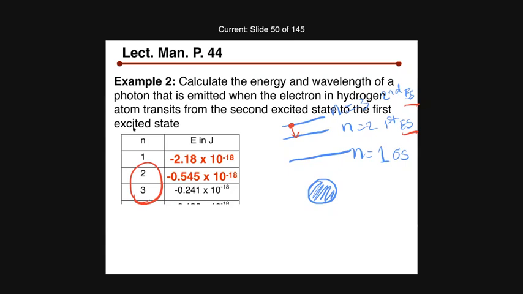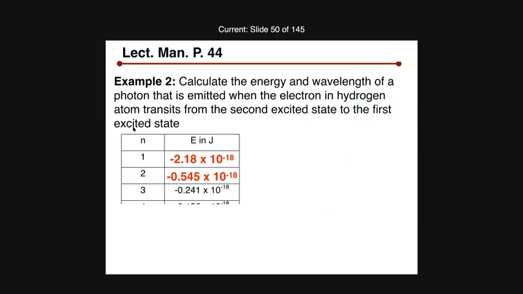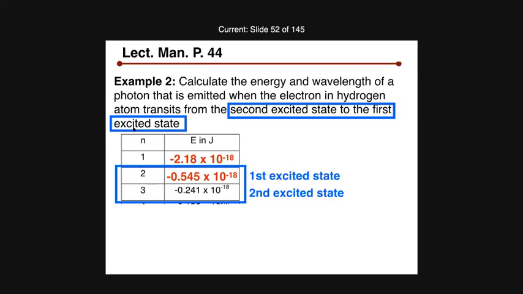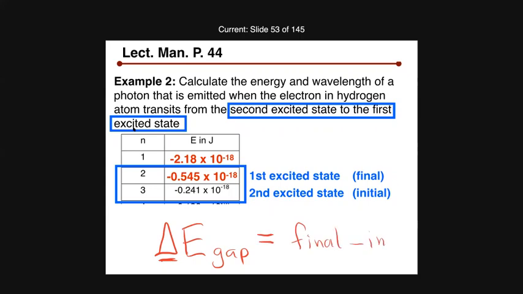So in this case, what you are going to do is find the difference in energy between n equal to 2 and n equal to 3. When we are calculating the energy gap, delta E, delta means difference. Whenever you see delta, you always use the final value minus the initial value. In this case, our final value would be the first excited state, n equal to 2, and our initial value would be the energy of n equal to 3, the second excited state.